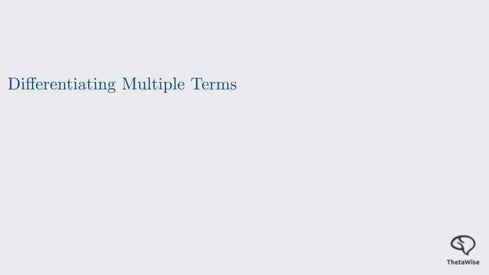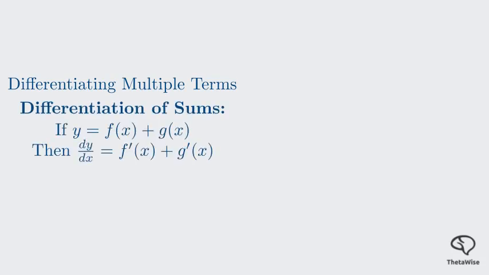In your exams, you will often be asked to differentiate expressions with multiple terms. The good news is that you can differentiate each term one by one. This is known as the sum rule. If y equals f of x plus g of x, then dy by dx equals f prime of x plus g prime of x. This is called the sum rule. Essentially, the plus and minus signs act as separators. You apply the power rule to the first part, then the second, and so on.